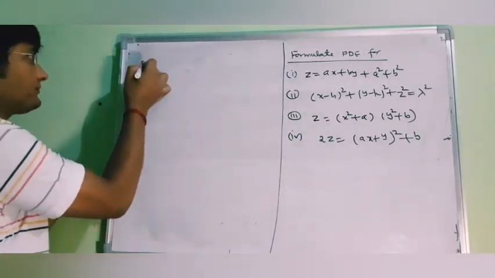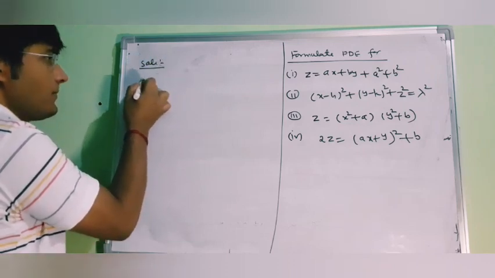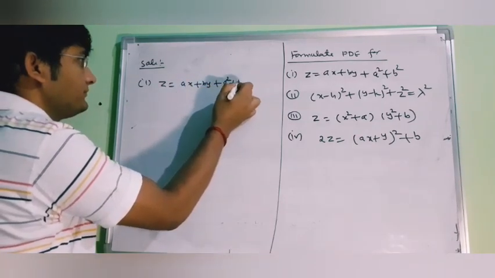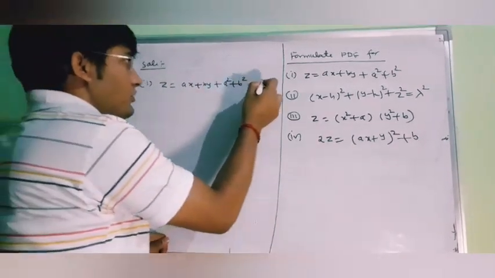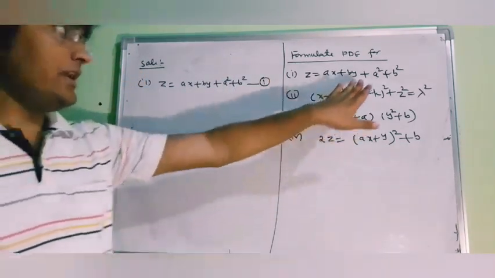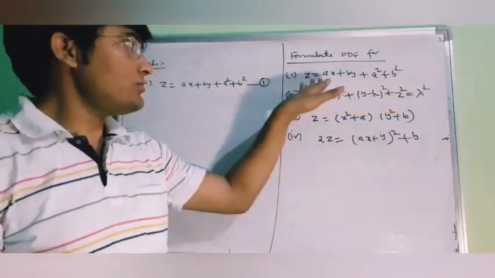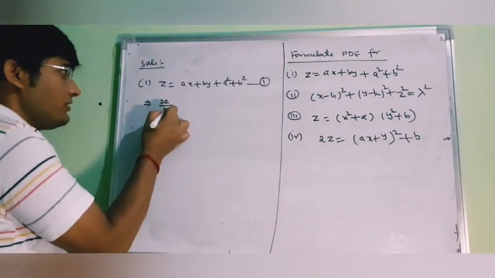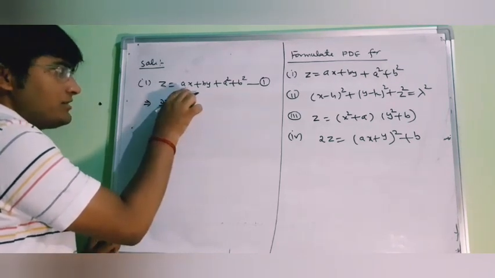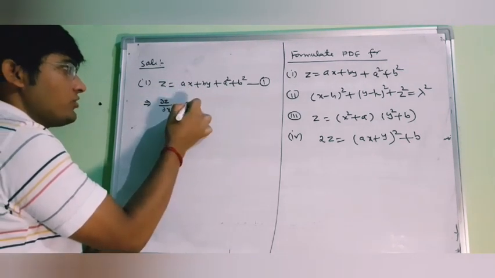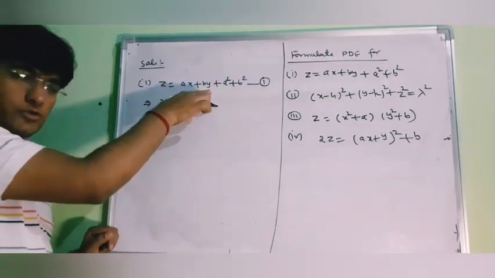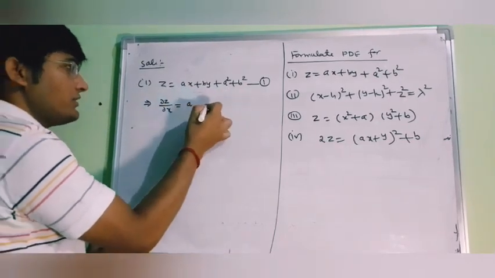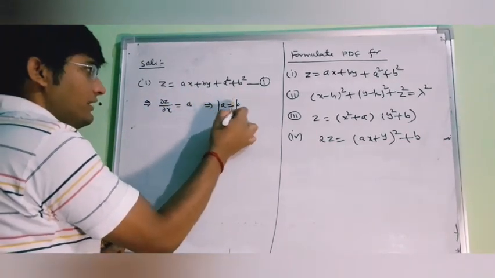So, solution. The first part: z equal to ax plus by plus a square plus b square. So this is equation number 1. Now we have to eliminate a and b by partial differentiation of z with respect to x and y. So the partial differentiation of z with respect to x will be del z upon del x, and the partial differentiation of this equation with respect to x will be a. Partial differentiation of y with respect to x is 0, and again a square plus b square is constant, so del z upon del x is a.